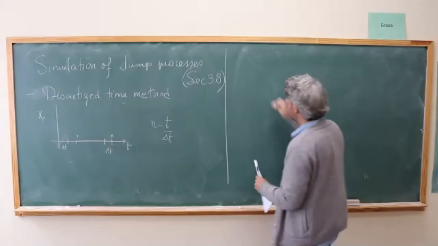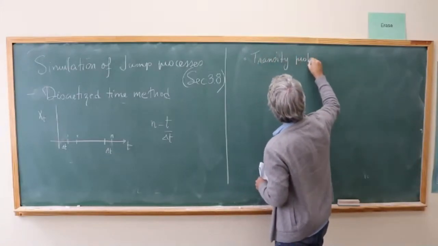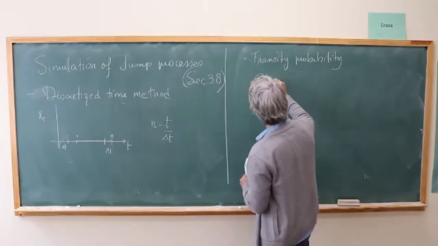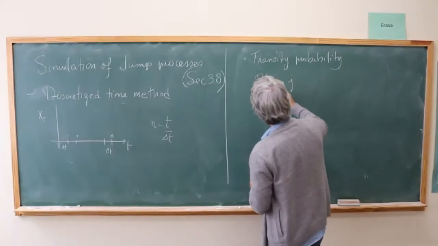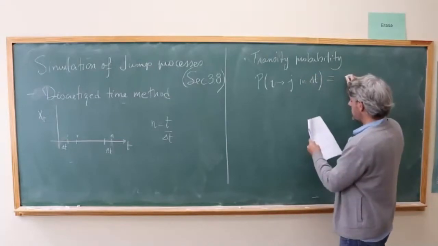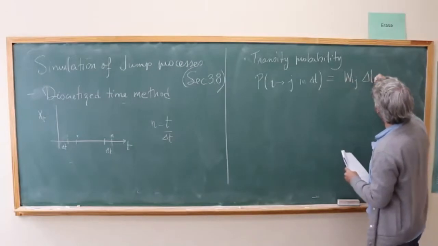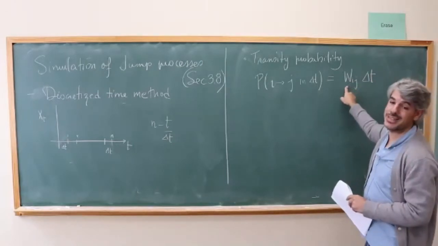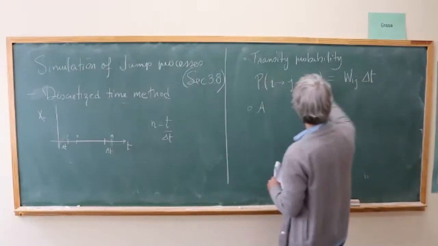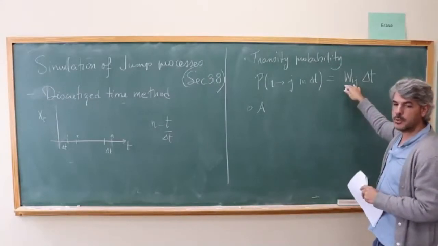So how do we do this? So this is the transition probability. We've seen this on Tuesday, that the probability of jumping from i to j in delta t was the transition rate w_ij times delta t, because the transition rate was the probability per unit time. Okay, so if you know this, so you have all the transition rates, so this is given to you, and then you want to build a simulation of the corresponding jump process.